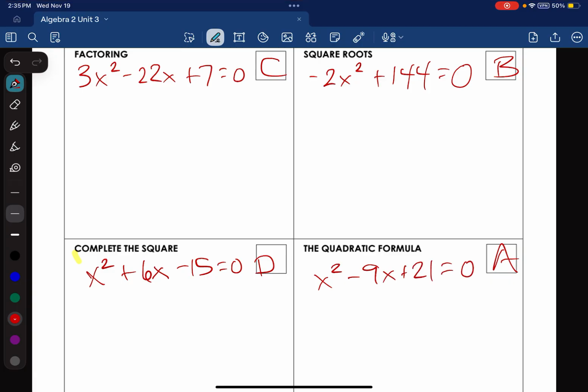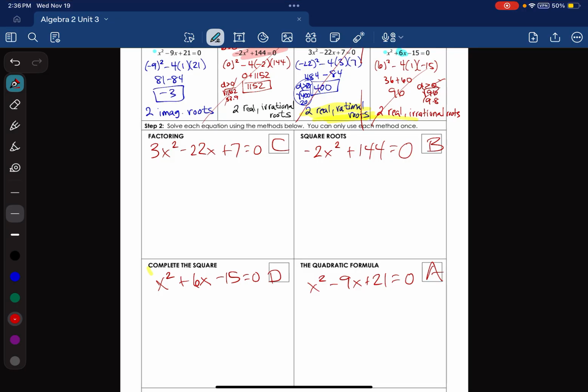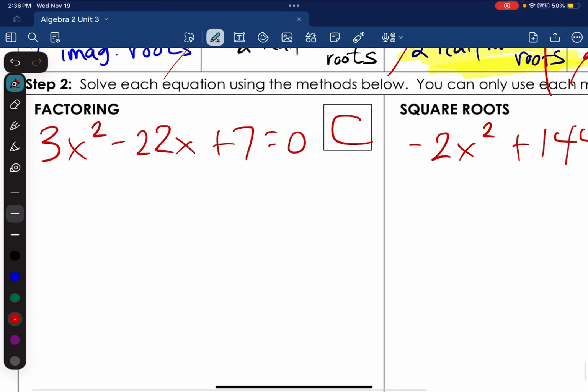So square roots is probably the easiest to place because it's missing the B. Then factoring, you want to place next because it's the most particular. It has to have rational roots. And then from there, we can fill in completing the square and the quadratic formula. Now we just have to solve them.